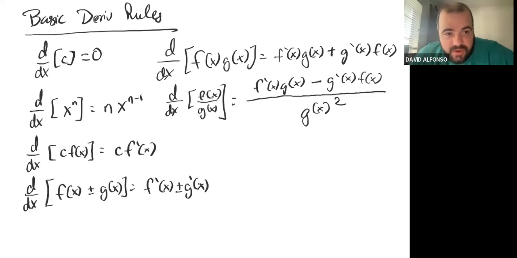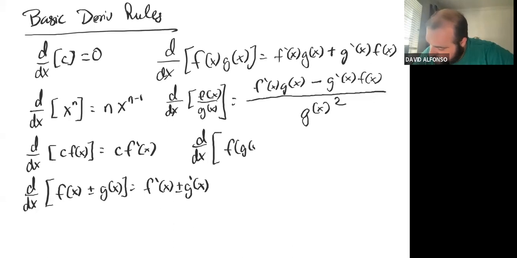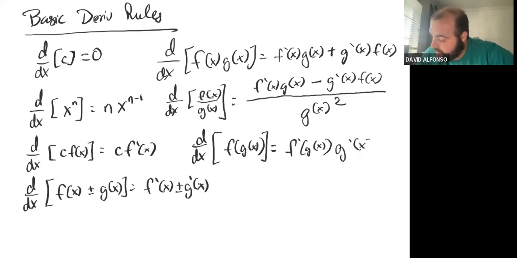Then of course you have the chain rule, which is what you do when you want to get the derivative of a composite function. What you do here is you get the derivative of the outer function, leaving the inside alone, and then you multiply that by the derivative of the inner function. So that's the chain rule, and that's how you tackle getting the derivative of a composite function.